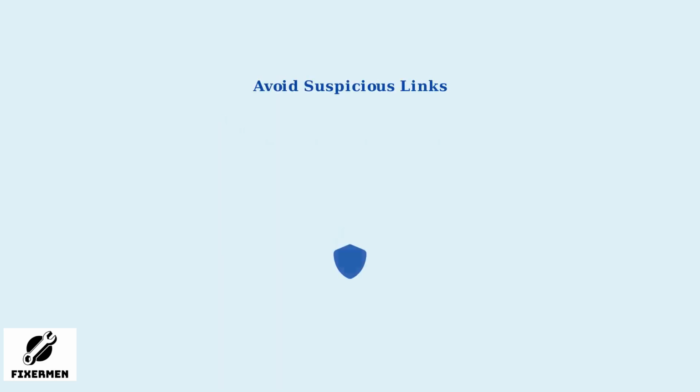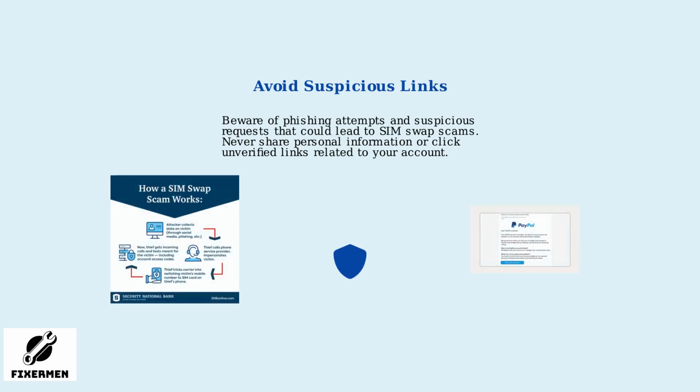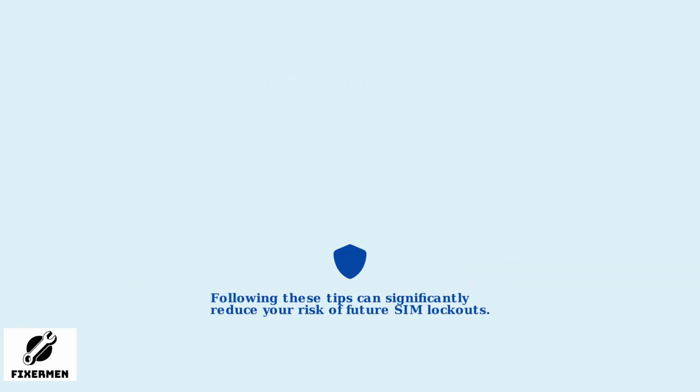Finally, protect yourself from SIM swap scams by avoiding suspicious links and requests. Scammers may try to trick you into revealing account details through phishing emails or calls. Always verify communications directly through official T-Mobile channels. By enabling alerts, being careful with PIN entry, and avoiding scam attempts, you can greatly reduce the chances of experiencing SIM lock issues in the future.